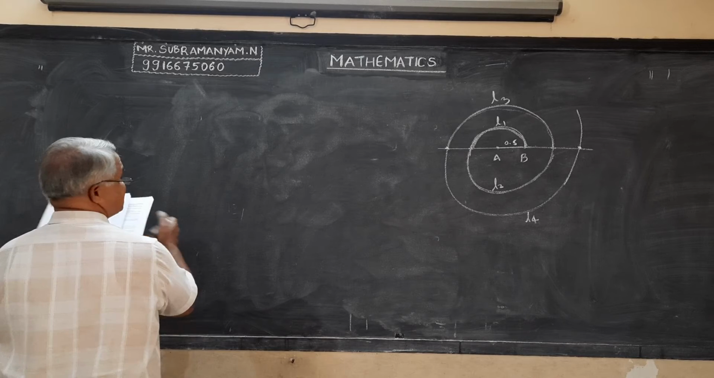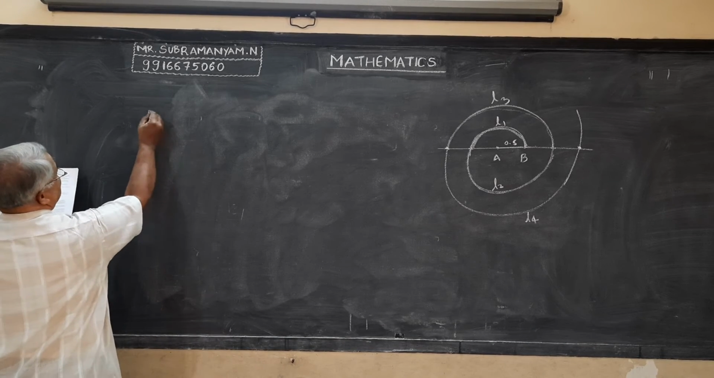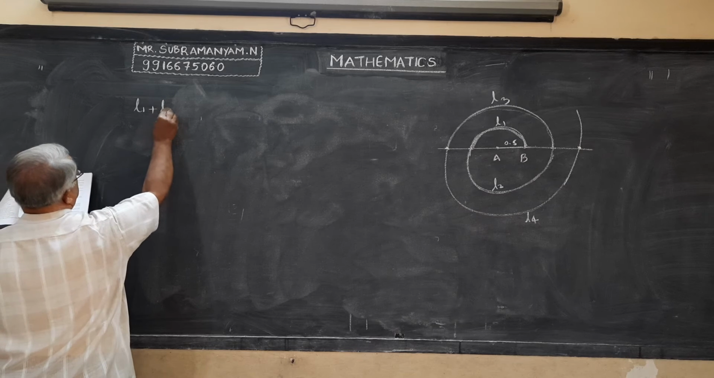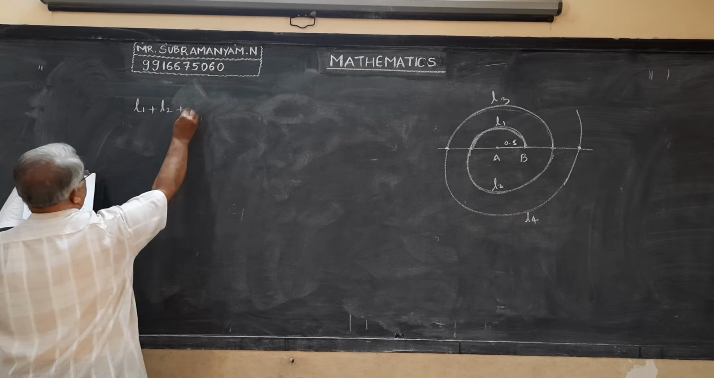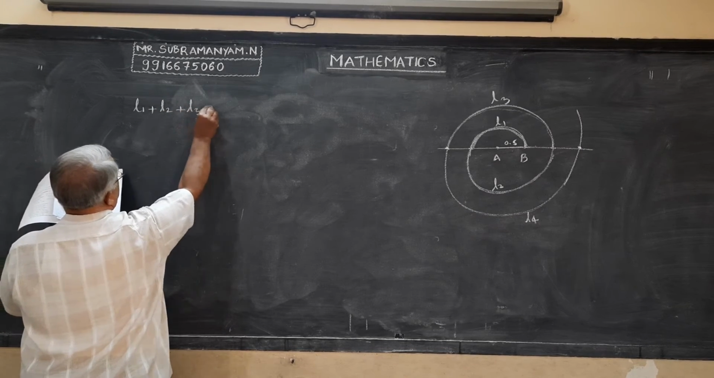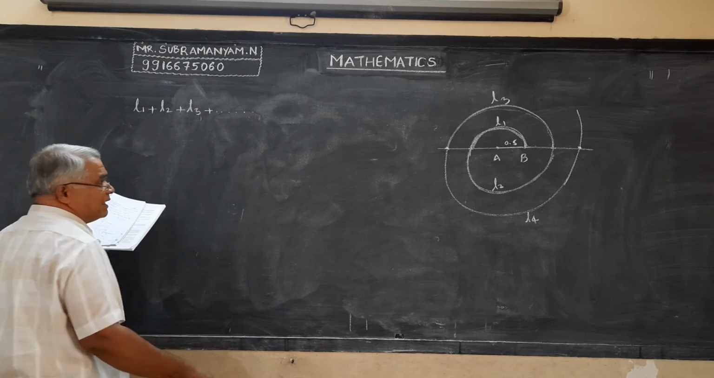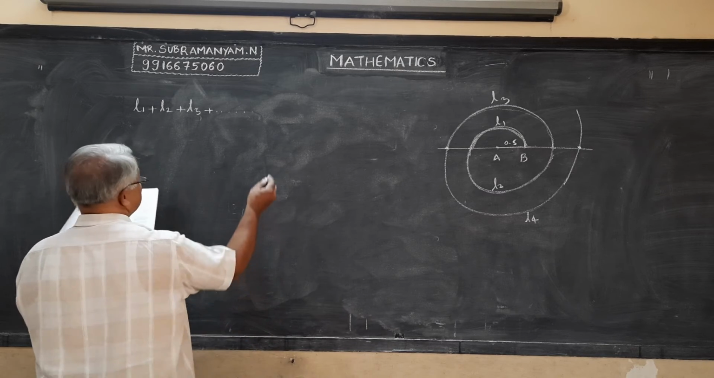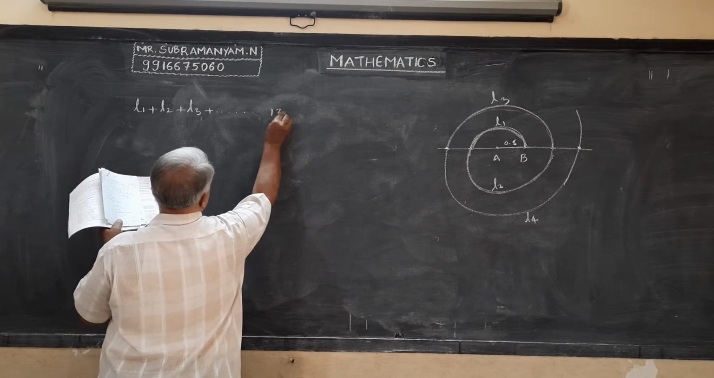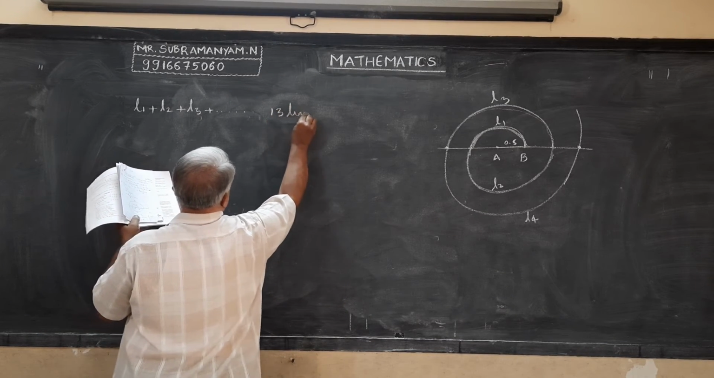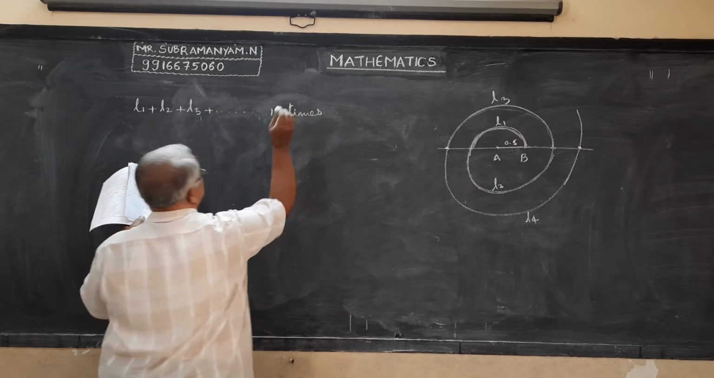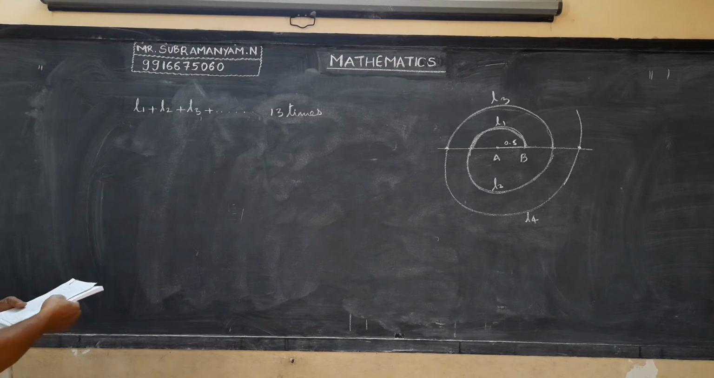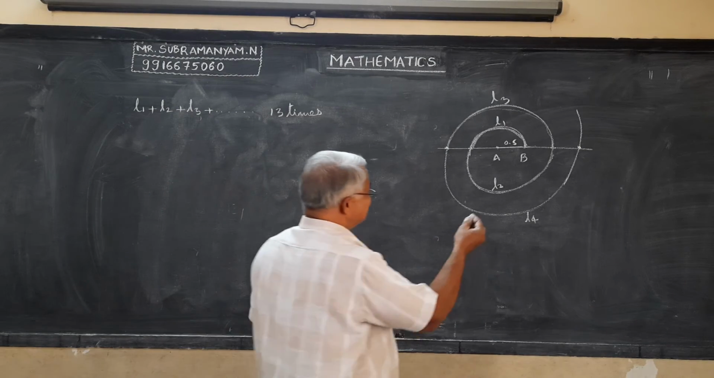For the first semicircle, it is L1. For the second semicircle, it is L2. Third one, it is L3, plus etc. Like this. How many semicircles? There will be 13 of them. That means we write 13 terms. Now, let us see what this L1 is.